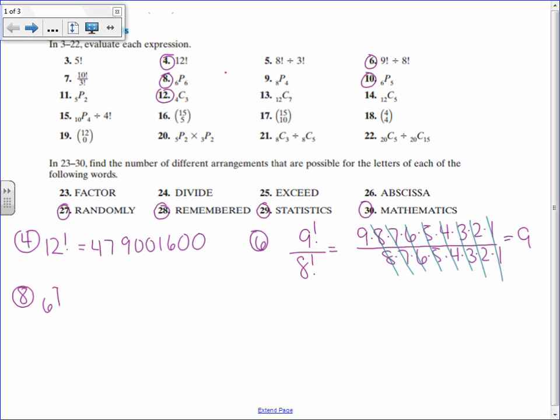For number 8, 6p6. All right, this is the same thing as 6 factorial. Anytime you have a permutation and you permute everything in it, or you can put it in your calculator and you will get 720.